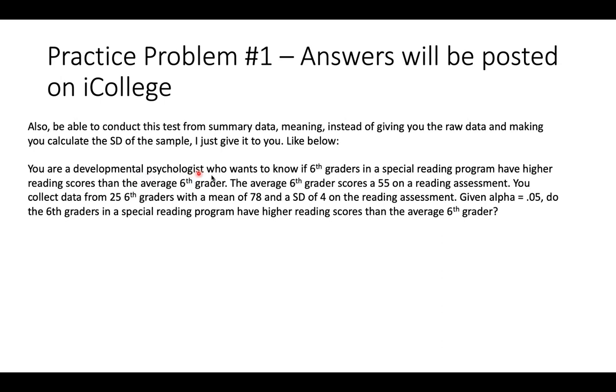So you're a developmental psychologist who wants to know if 6th graders in a special reading program have higher scores than the average 6th grader. So our special reading program is going to be our sample, and we're comparing them to the population of average 6th graders. The average 6th grader scores a 55, so that's our population mean. You collect data from 25, that's N, 6th graders, with a mean of 78, so I give you the sample mean, and a standard deviation of 4. I'm giving you the sample standard deviation, so I'm just giving you a bit of a head start. You don't have to do that math on the sum of squares table. You can just pick up directly from the t-test.